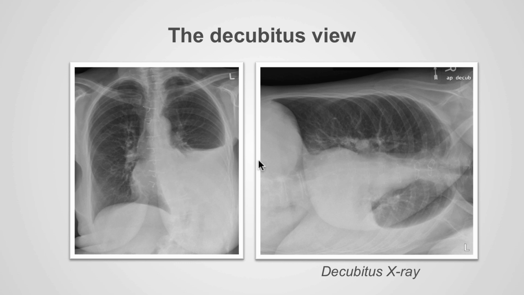In this case, we see that there's this whiteness within the left hemithorax, so we question whether this may be a pleural effusion. If we position the patient with the left side down, we see that there is separation of the lung with this whiteness from this point to the ribs, indicating that this represents a pleural effusion.